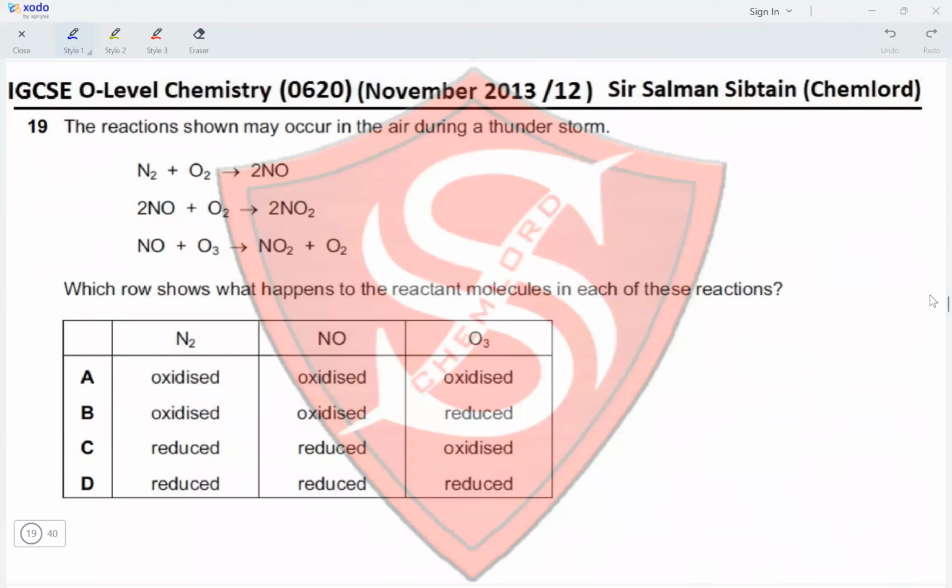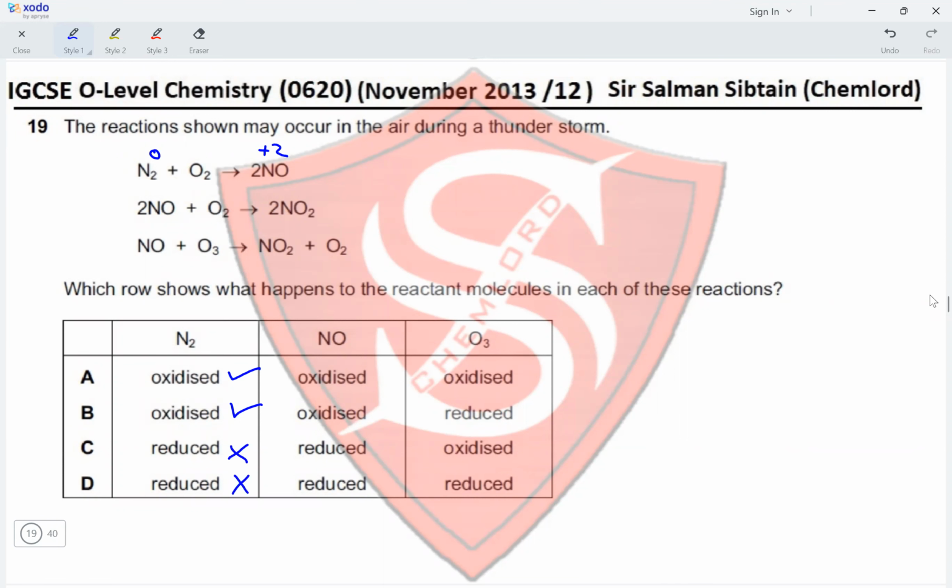Question 19. The reactions shown may occur in air during a thunderstorm. Which row shows what happens to the reactant molecules in each of these reactions? So what happens to N2? N2 has an oxidation state of 0 on the reactant side, and on the product side it has an oxidation state of +2. So 0 to +2 it gets oxidized. So this eliminates options C and D.